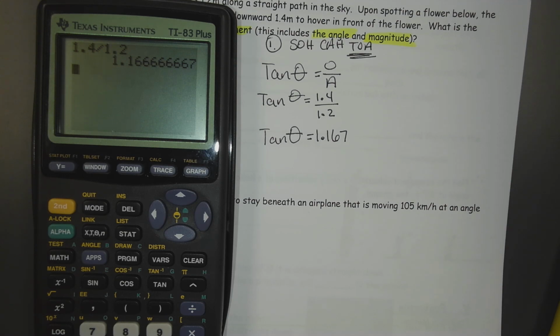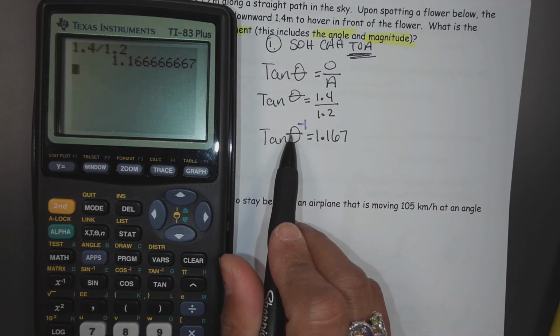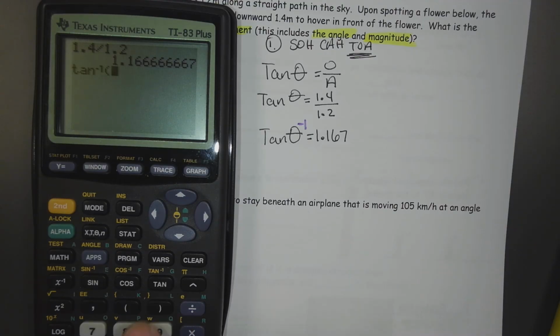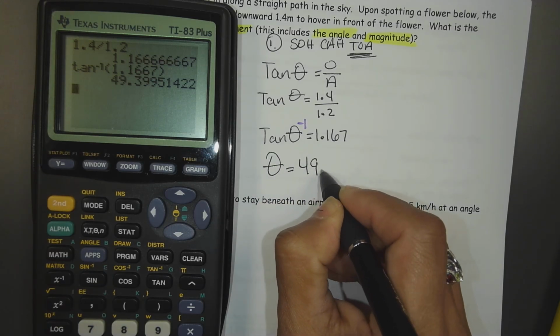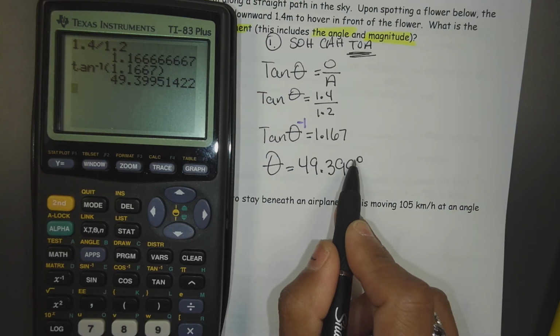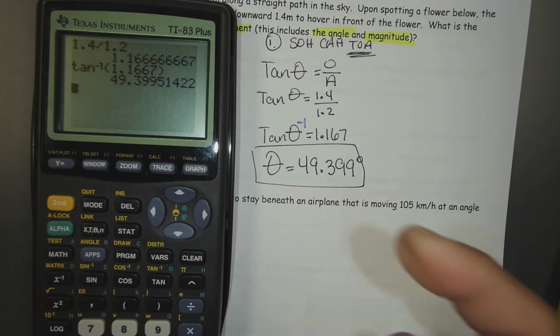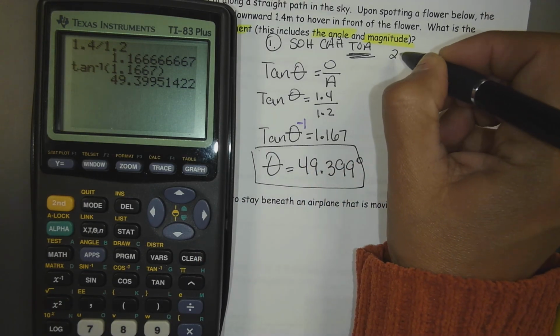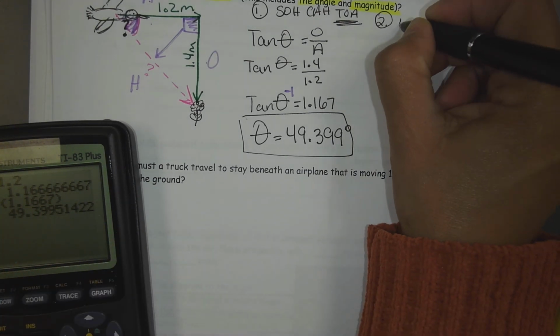That's not my answer. Remember, when you are looking for theta from tan, do not forget you need to find the inverse, which is that tan^-1. So when I hit second key tan of 1.1667, I get a theta of 49.399 degrees, or 49.4. That is only one part of my answer. Part 2, you can SOHCAHTOA again, or you can Pythagorean. I'll go ahead and Pythagorean.